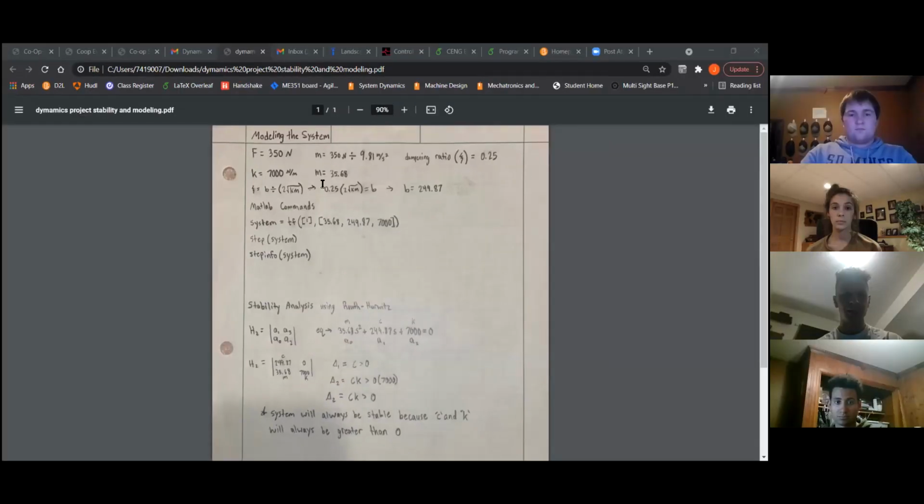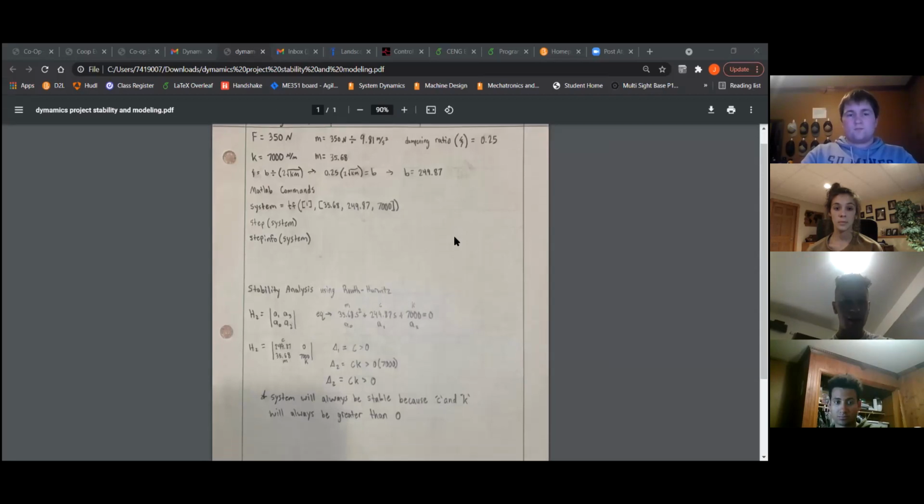And I will take over for that. So we started our modeling in Matlab. This piece of paper just shows the process of finding our mass dampening ratio, all of the inputs we needed for that. And then I have the code actually written out here. Now the model of this in Matlab looks like this, which is expected.